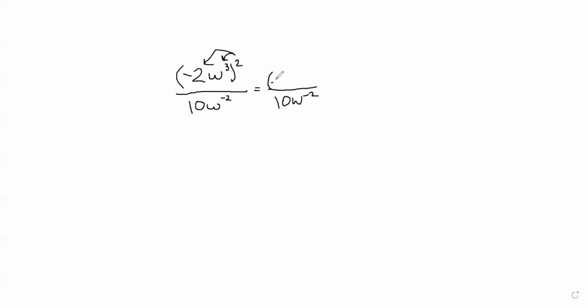We end up with -2 squared and w cubed squared. Okay. So now we can talk about what that is. So -2 squared is -2 times -2. Negative times a negative is a positive, so +4.